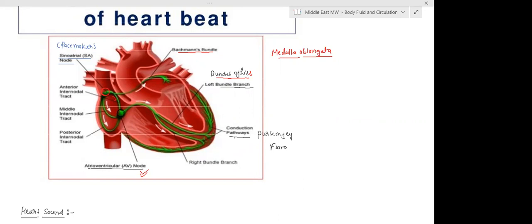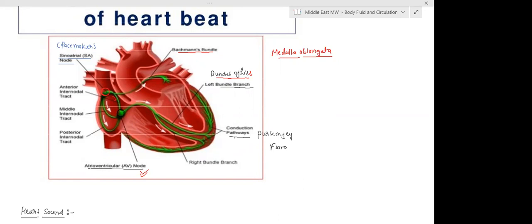Actually, where does the impulse come from? Where does that current come from? That current is generated from the SA node. If the current will not be there, then how will this heart pulsate? Who will give it energy? That pulsation energy is generated at the SA node.